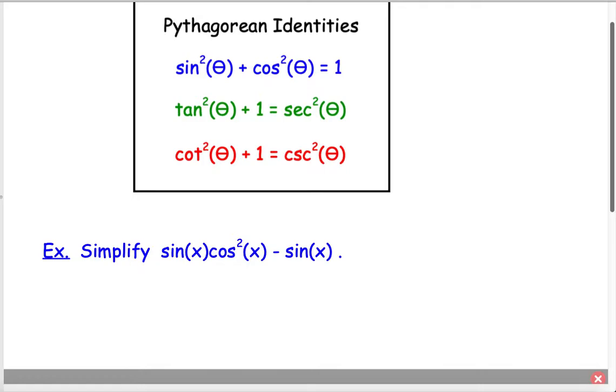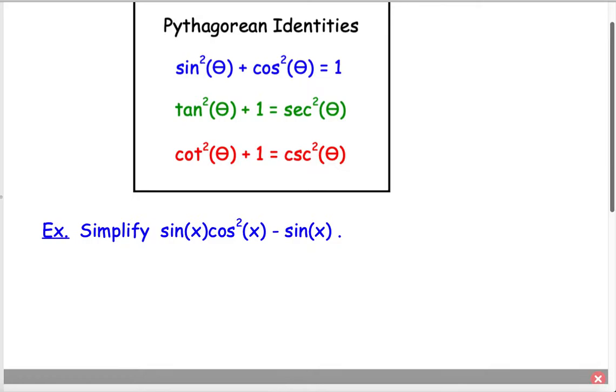I'd like to simplify the sine of x times the cosine squared of x minus the sine of x. Now, first thing I want you to notice is this is an expression, not an equation. And the only thing you can do with an expression is to do some legal algebraic manipulations that we've learned in the past, like factoring, multiplying by forms of 1. And so we want to look at this and think, okay, what can I do with this? I see that I have two terms, and I could factor a sine of x out of those. So let's factor out a sine of x and see what we have. We're left with a cosine squared of x minus 1.